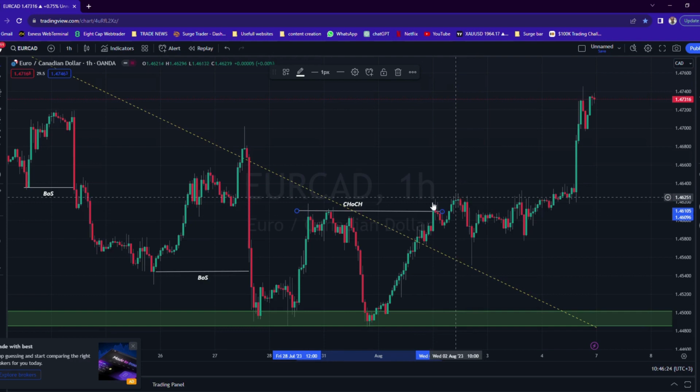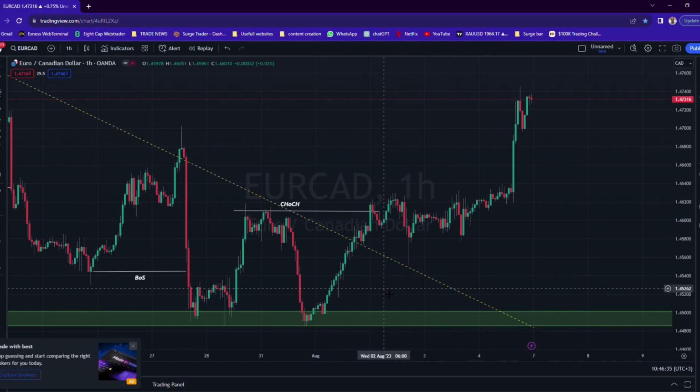Now what are we looking for? Because this is the change of character. A resistance has been broken in the downward trend. So what are we looking for at this point? We are looking for a pullback and a demand has to be created. Pullback, and demand has to be created.